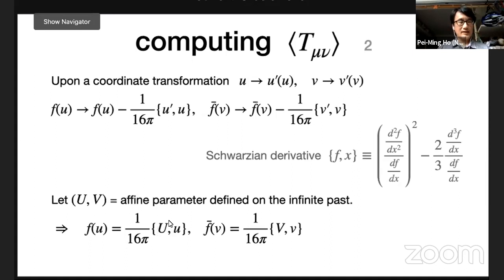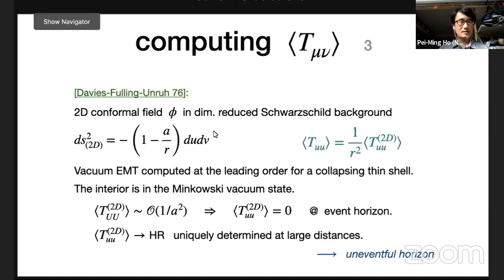Now, again, I use the same notation capital U here because the Minkowski of the infinite past is going to stay Minkowski inside the shell. So it's the same coordinate system. So in this way, people can compute the vacuum energy momentum tensor and check that indeed the result agrees with what we said earlier according to the equivalence principle. So you get an uneventful horizon in this sense.